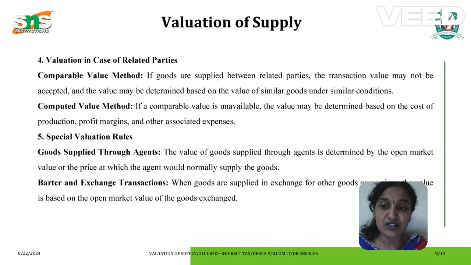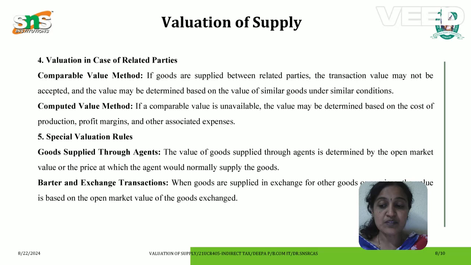The next one is valuation in case of related parties. Comparable value method. If goods are supplied between related parties, the transaction value may not be accepted and the value may be determined based on the value of similar goods. Computed value method. If comparable values are unavailable, the value may be determined based on the cost of production, profit margins, and other associated expenses.